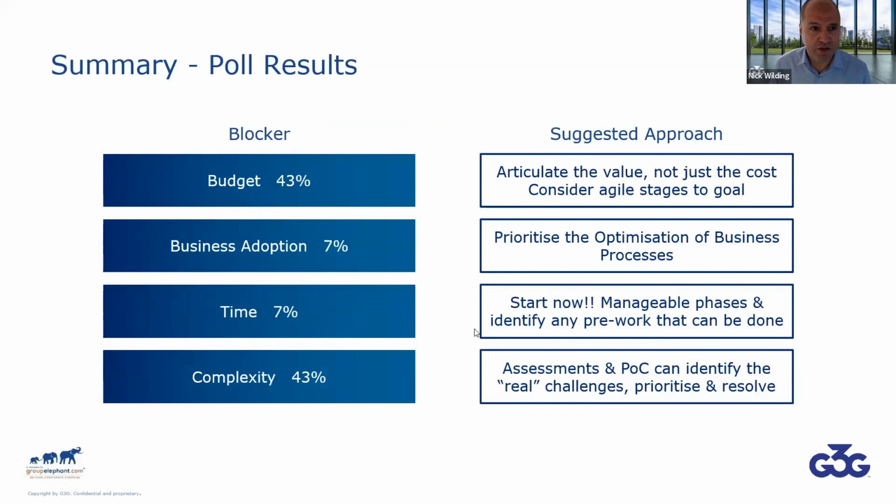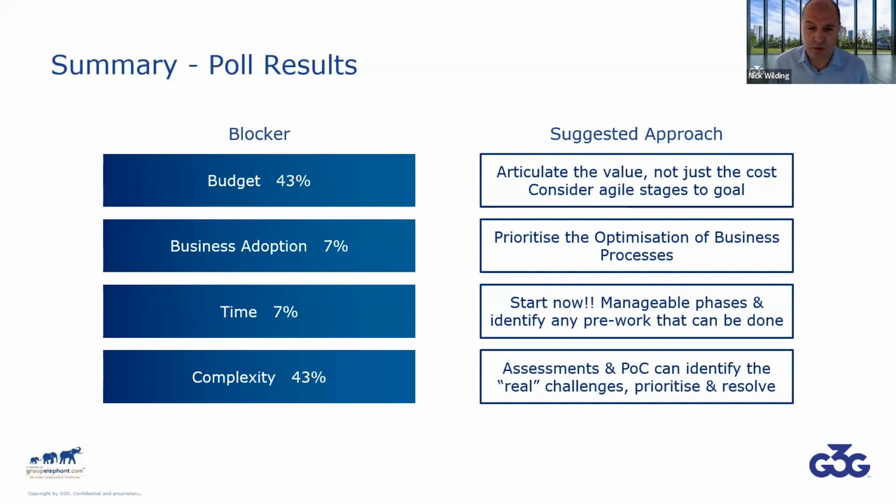The second poll question was, what do you perceive as the biggest blockers? Again, I've captured here the percentages of the answers. Budget and complexity are the highest perceived blockers. Our suggested approach, as we go through any analysis or assessment phase with you, as far as budget's concerned, it's always a tough one. We would definitely focus on the value and not just the cost. Everyone keeps focusing on the cost. There is also a cost of not moving, of standing still. That's not a great way to be, you're going to lose your competitive advantage.